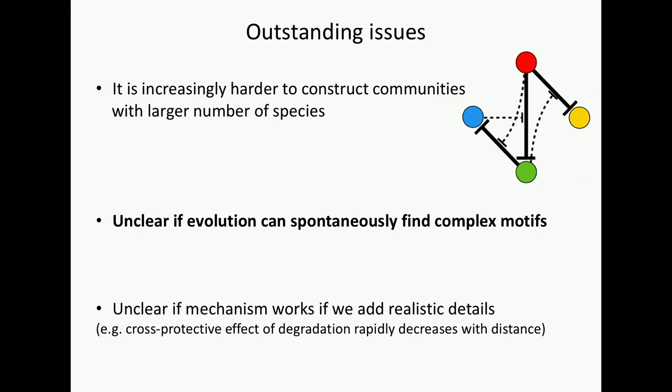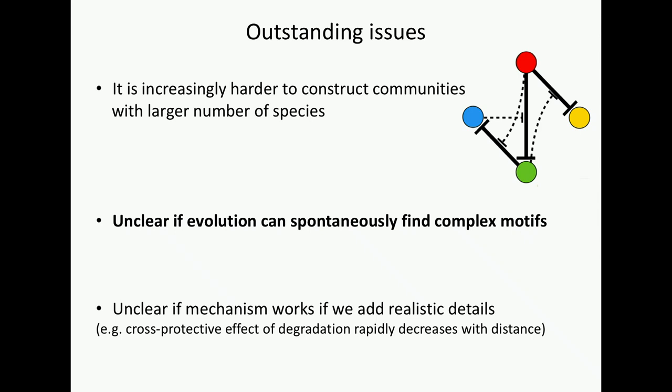We're super excited about this result, but there were a few outstanding issues that I wanted to address before fully embracing this mechanism as a viable option for explaining diversity in natural environments. The first limitation is that as you try to construct bigger and bigger communities, it gets increasingly harder to choose parameters that have coexistence. So it's not at all obvious that evolution will spontaneously find these strange communities that coexist. That's the big question: if you let evolution happen naturally, whether it will find these communities.